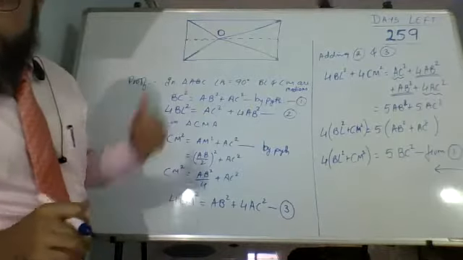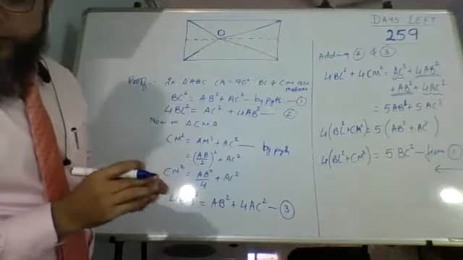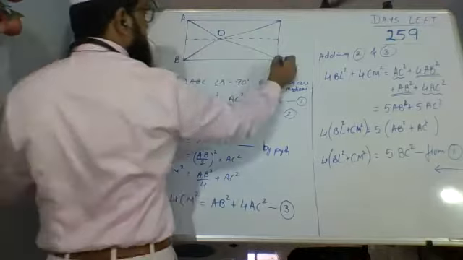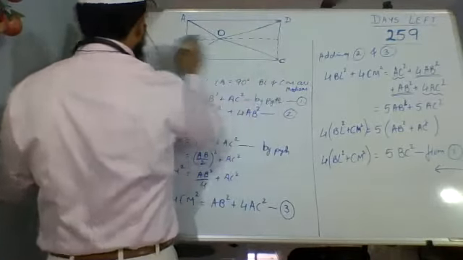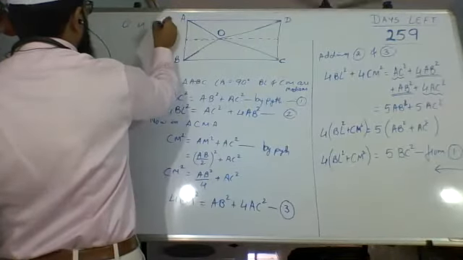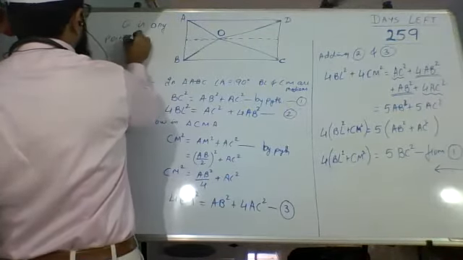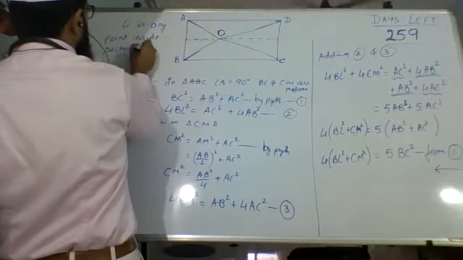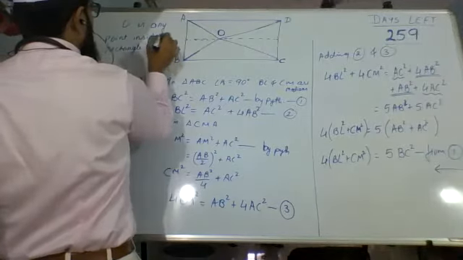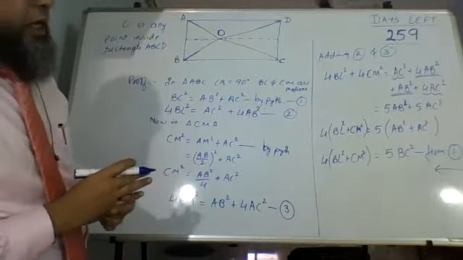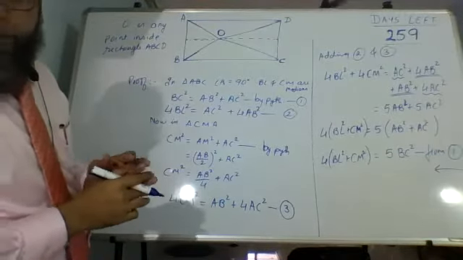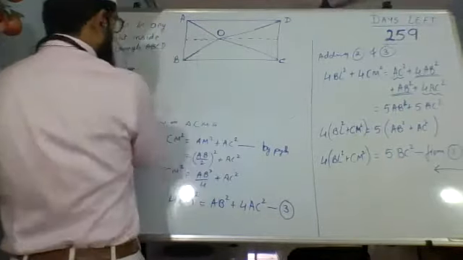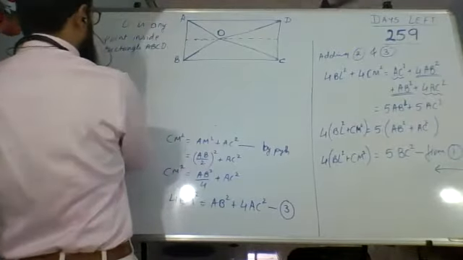Done, all of you? Okay. Draw this diagram. It says O is any point inside rectangle ABCD. Any point. O is any point inside rectangle ABCD, and we have to prove that.